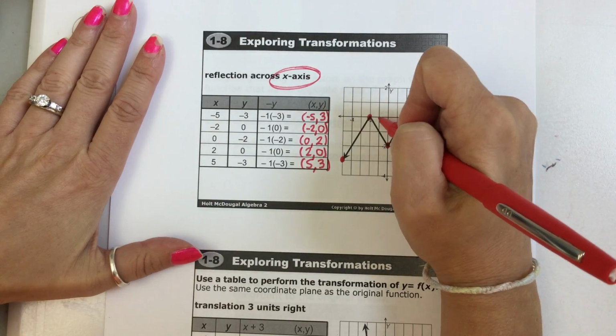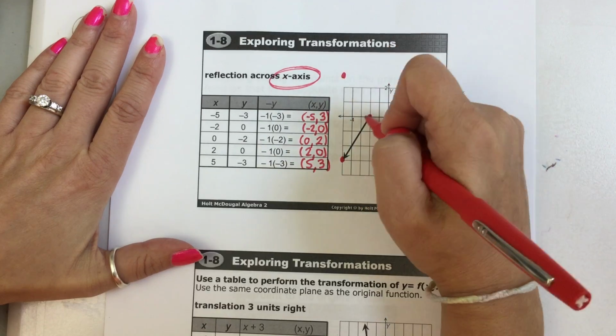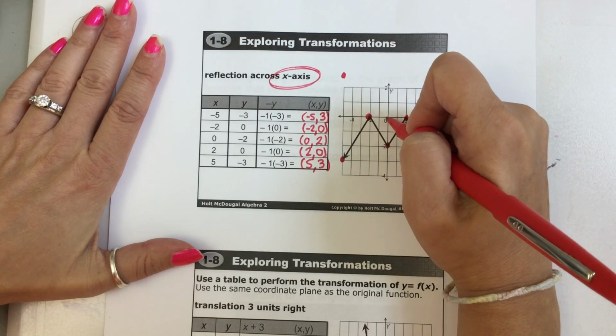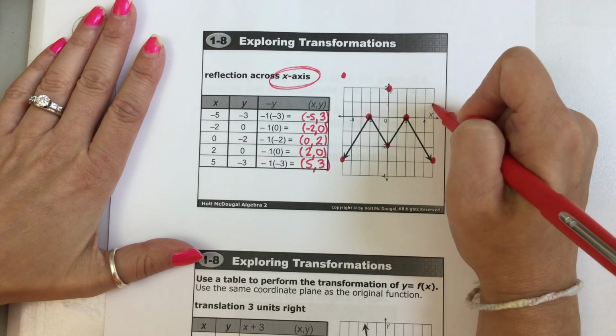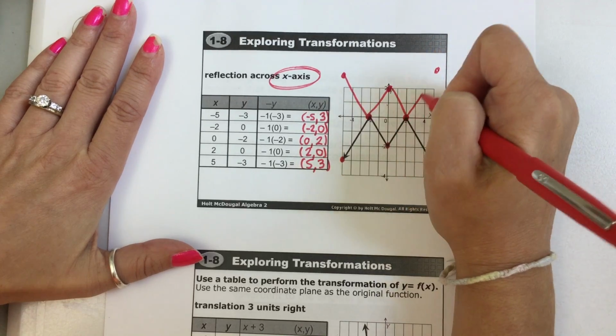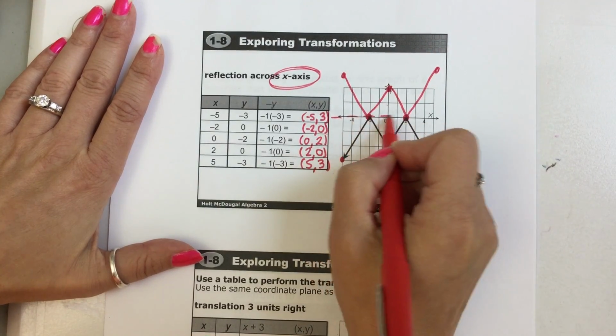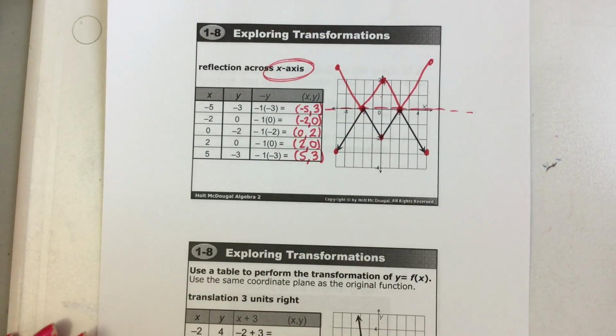So if I go to the left, 1, 2, 3, 4, 5, up, 1, 2, 3, there's a point. Left 2 stays at 0. 0, up 2. Go to the right 2, stay at 0. 5, 1, 2, 3. So when I connect these, it is the same shape, the same size, but it is a reflection as if there were a mirror at the x-axis.